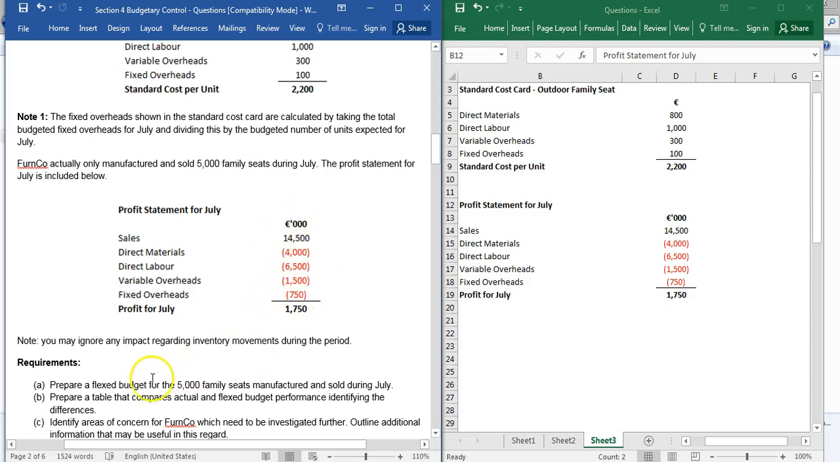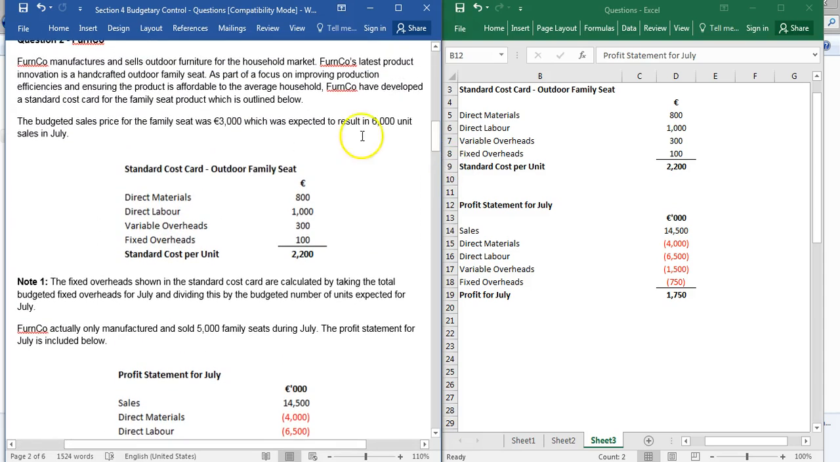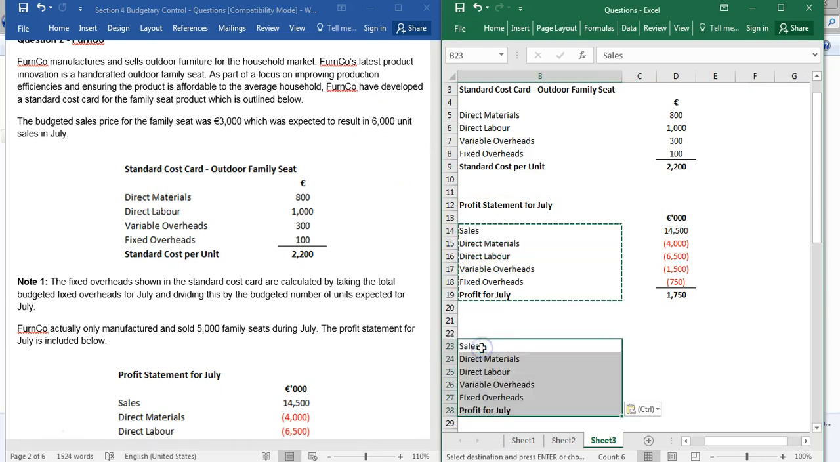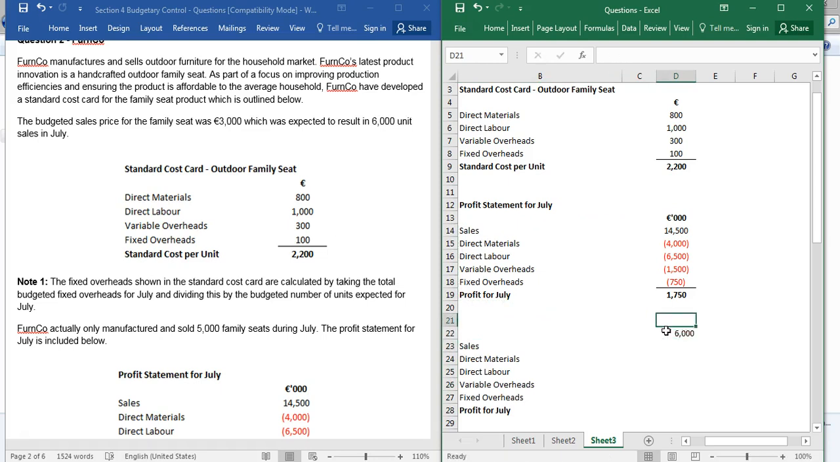So the first thing we're asked to do is prepare the flex budget for 5,000 family seats. So I think you don't need to do this, but what we'll also do is prepare the original budget, which was for 6,000 seats. So it wasn't asked for, but it's useful for tutorial purposes to understand how that comes about. So I'll just copy down all these line items. And I'll say here, this is for 6,000, which we'll call the original budget. And then we'll do one for 5,000, which we'll call the flexed budget.